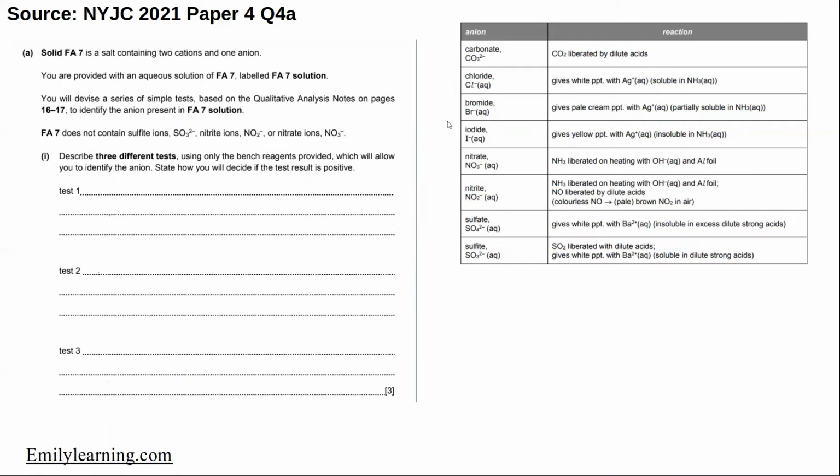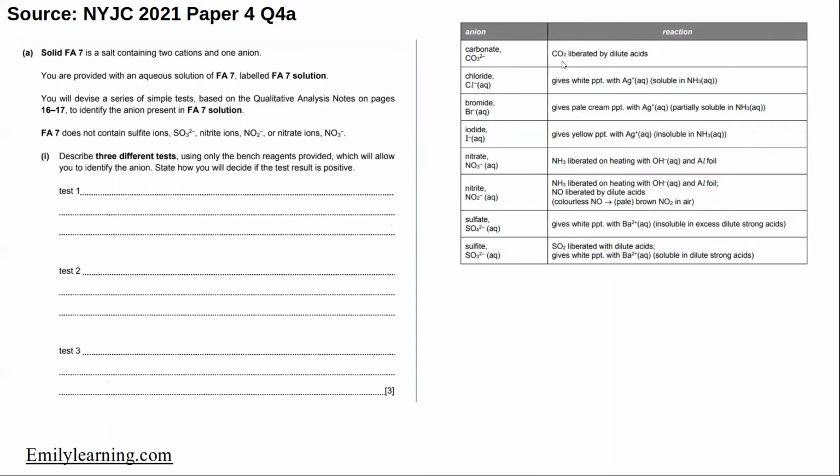So we know that we need to test for carbonate and sulfate individually, and for chloride, bromide, and iodide, we can test them as one single test because they are basically using the same reagents. The only difference lies in the color of the PPT and its solubility in excess NH3, which determine which anion it is. So that is how we get 3 tests when we are testing for 5 anions.